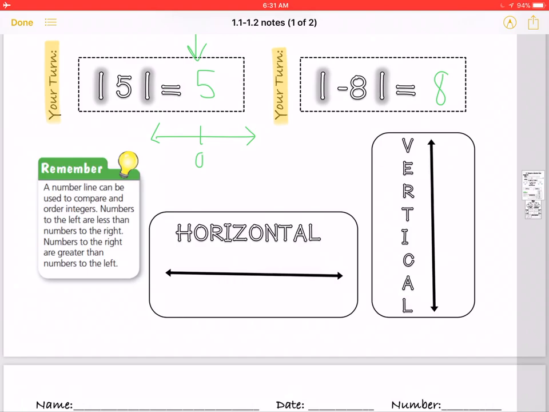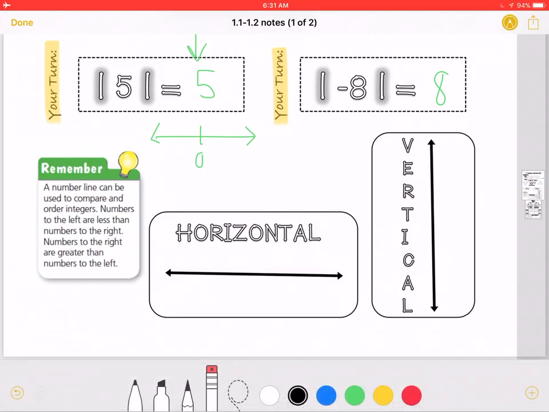So I'm going to read this remember with our little light bulb over here. It says a number line can be used to compare and order integers. Numbers to the left are less than numbers to the right. Numbers to the right are greater than numbers to the left. So the further left you go on a number line, the less those numbers become, and the more right you move, the greater those numbers are.